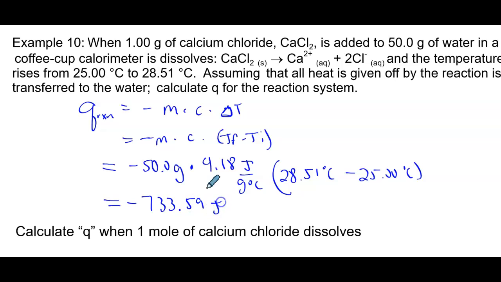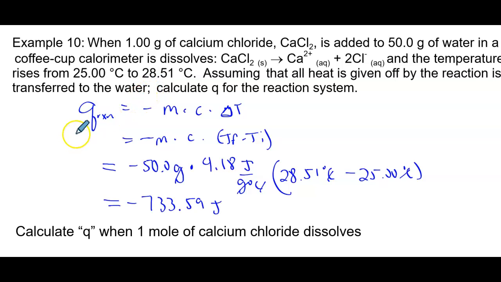733.59 joules. Now why joules? Because grams would have canceled, and this difference, degrees Celsius, would have canceled when I subtracted that. Okay, so negative 733.59 joules is given off. It makes sense that it would be heat given off because the temperature increased, so it would feel warm to the touch.